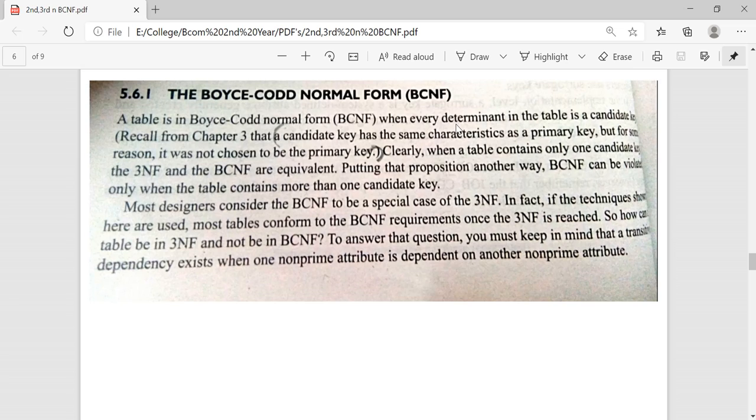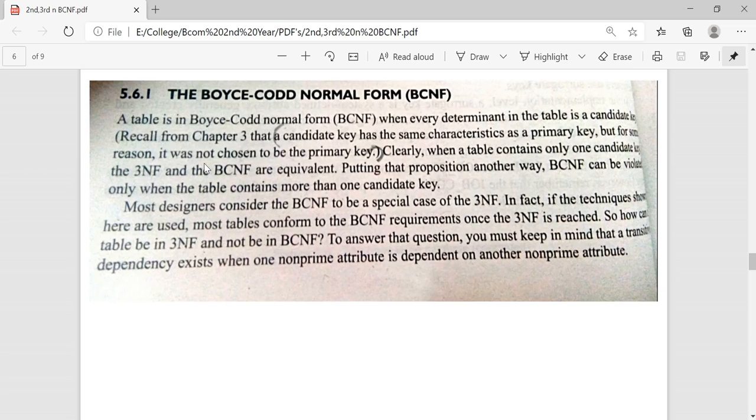So what BCNF says is, every determinant in the table is a candidate key, and when every determinant in the table is a candidate key, then that table is said to be in Boyce-Codd Normal Form. If you understand the whole example, then you will come to understand what this statement means.